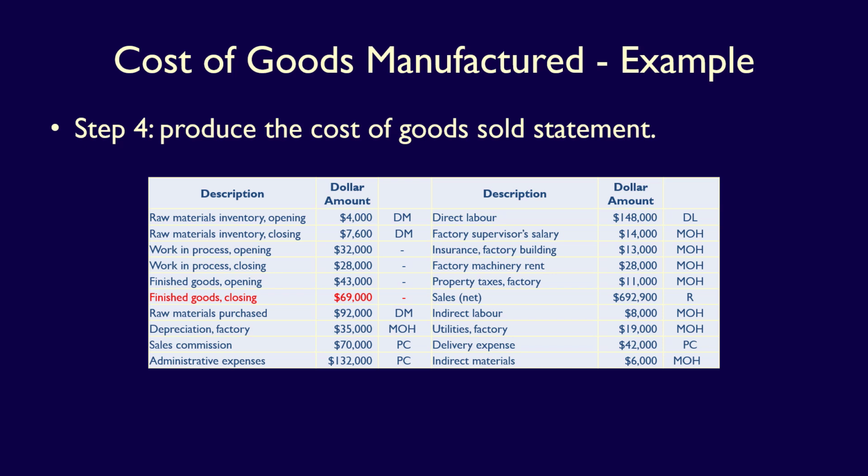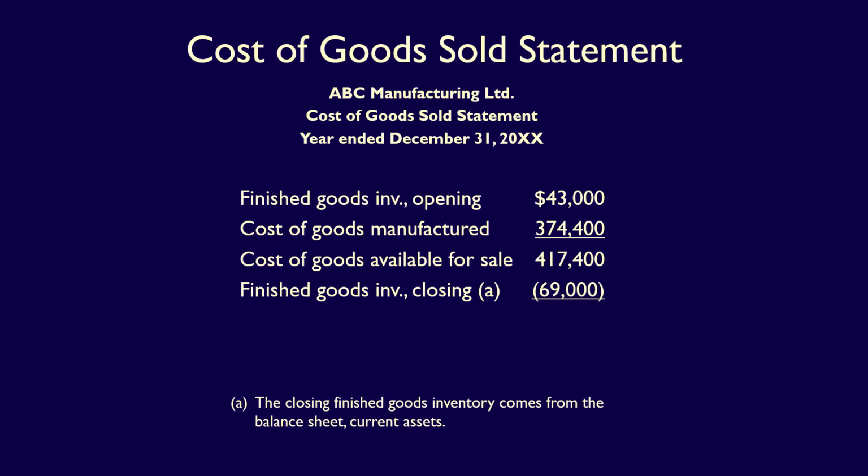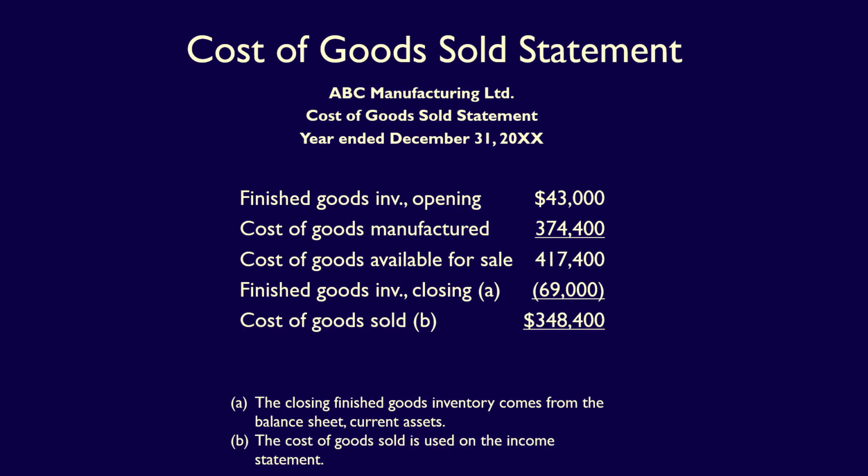We can also get it from our listing, finished goods closing $69,000. We place that in the cost of goods sold statement as a deduction from the cost of goods available for sale. Deducting it from the cost of goods available for sale, $417,400 minus $69,000, which is equal to the cost of goods sold of $348,400. This is the value of all the inventory that is sold during the period, which is the amount in the income statement. So let's create one for ABC Manufacturing Limited.